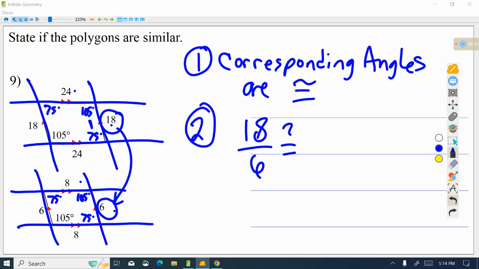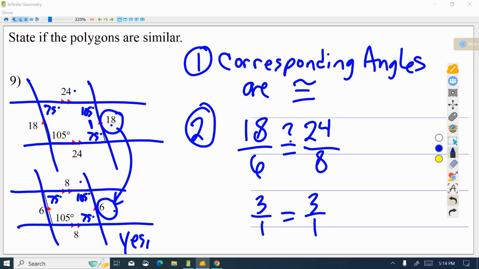All right, if we do 18 over 6, is that equal to 24 over 8? Okay, and if we break these down, they will both break down to 3 over 1. And so we see that these are similar. So we would say yes, the parallelograms are similar.